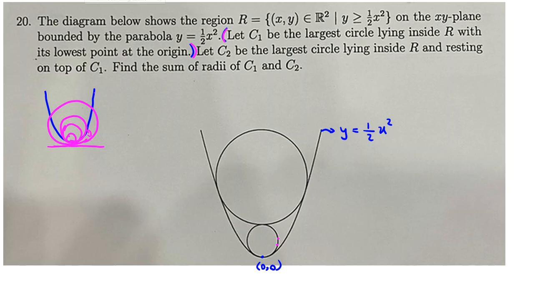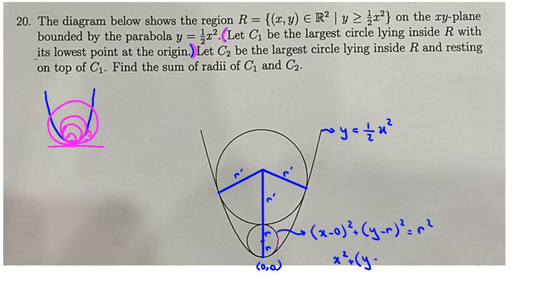Let me draw. Okay, for this one, we consider, for example, it is R. This one is R prime. Okay, so at first we want to focus on this. If we write the equation of this, it will be x minus 0 squared plus y minus r squared equal to r squared. It will be x squared plus y minus r squared equal to r squared.